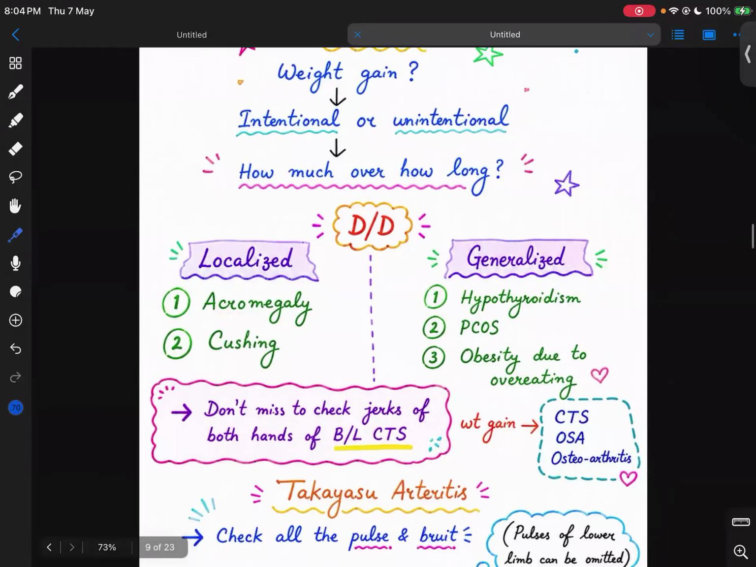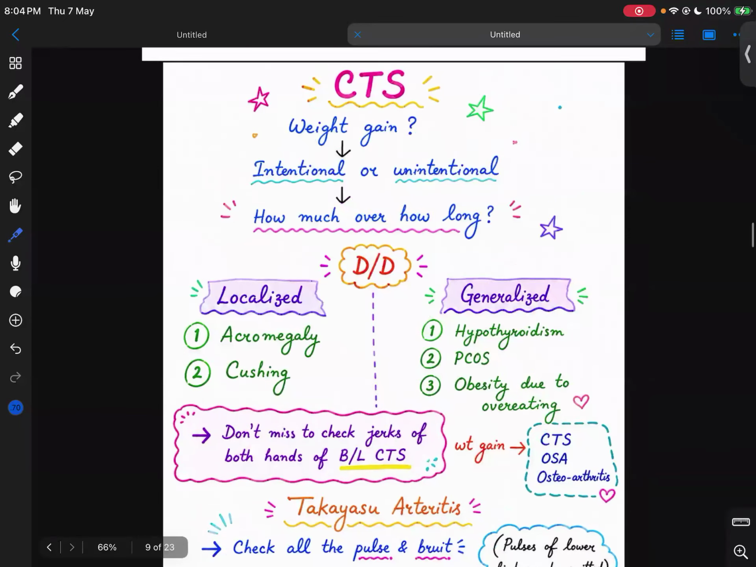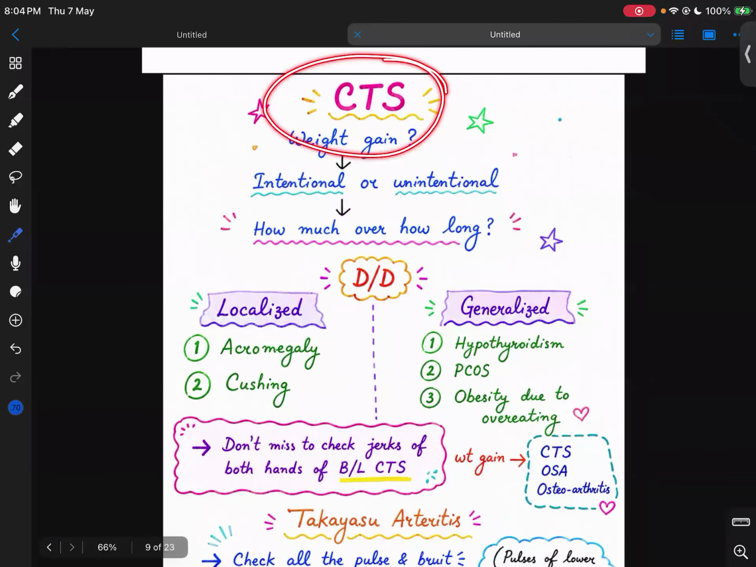Clear to all? And all the time, the carpal tunnel syndrome in the PACES exam will be given as bilateral. So let me ask a question to the doctors. Can anyone tell me the most important differential diagnosis for any case of bilateral carpal tunnel syndrome? Any doctors, any volunteers?